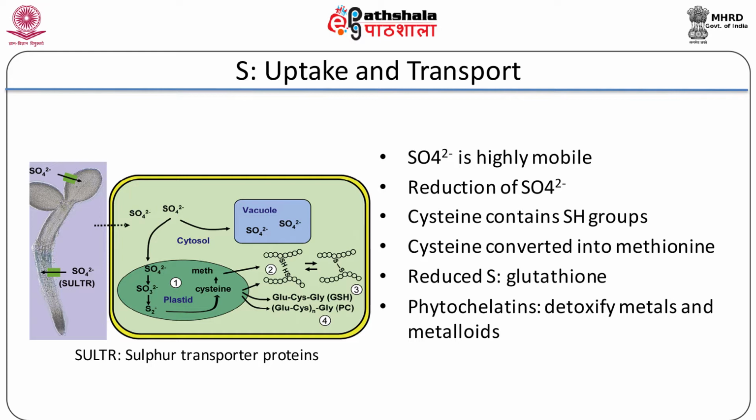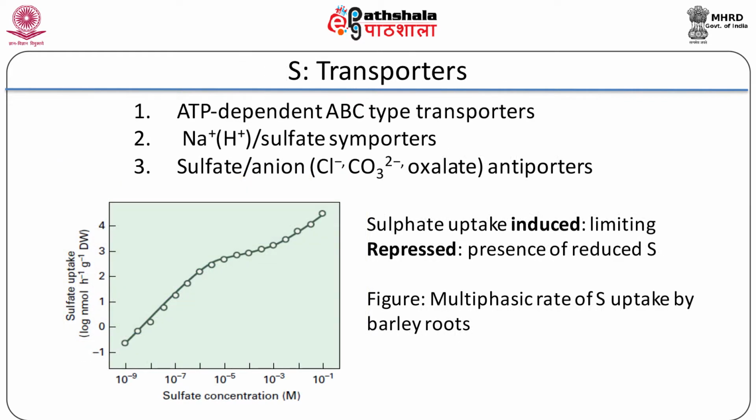Reduced sulfur shown by 3 is mainly distributed around the plant as the tripeptide glutathione. During many stresses, glutathione-based phytochelatins, or PCs, are synthesized which detoxify metals and metalloids. There are 3 main types of sulfur transporters. The first one are the ATP-dependent ABC type transporters. The second ones are the sodium proton sulfate symporters, and the third ones are the sulfate anion antiporters. In higher plants, only the proton sulfate symporters are present.